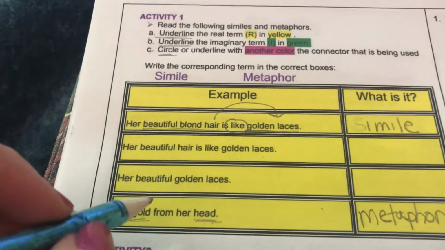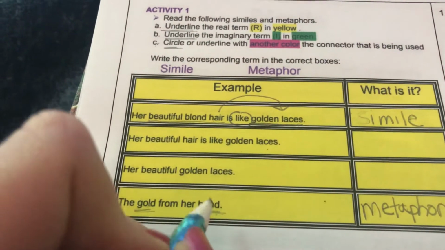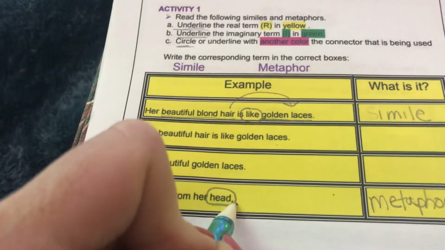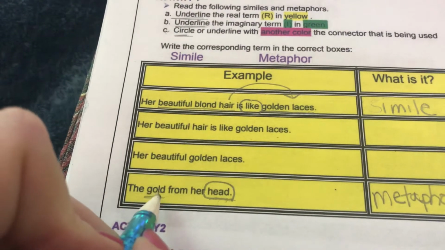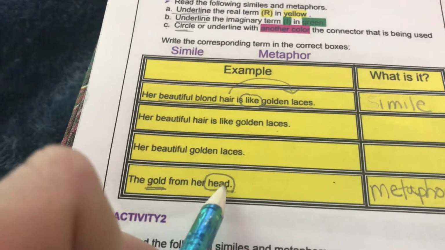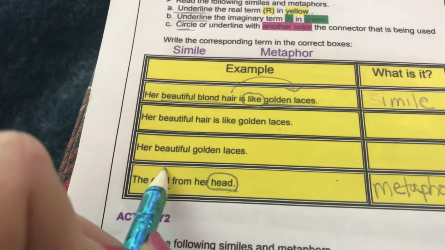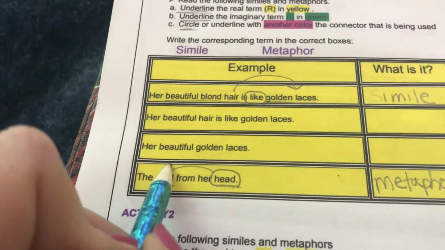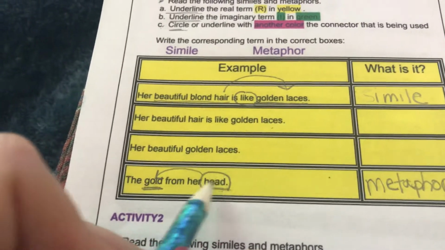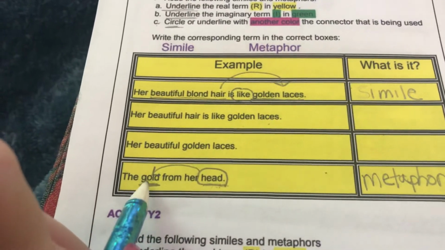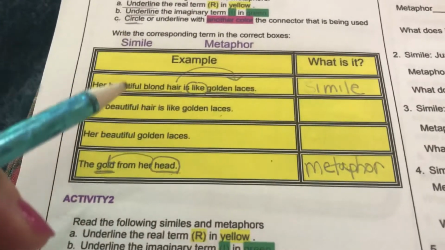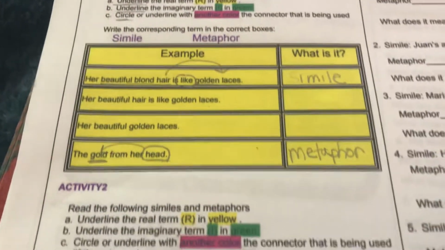So I'm thinking the real term is going to be her head. And then the imaginary term is gold. So we're comparing her head to, and of course, you know it's the hair on her head, right? That's being compared to gold. Okay, and I'm going to let you do these two on your own.